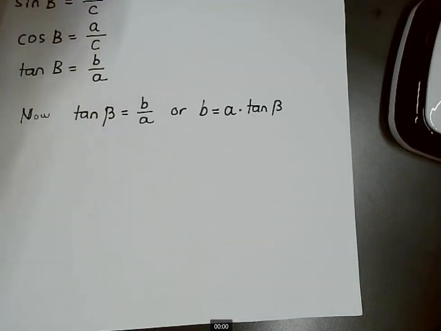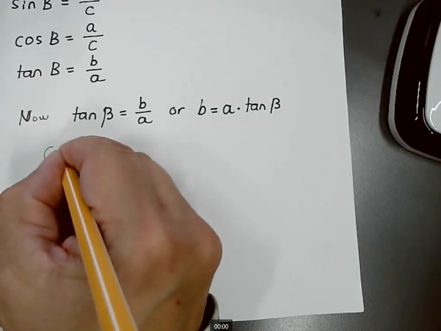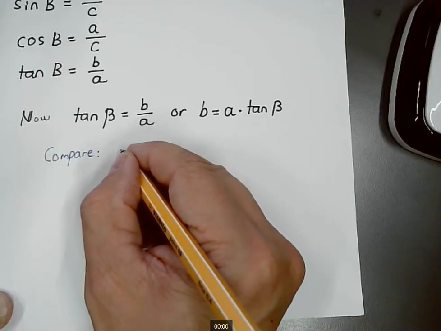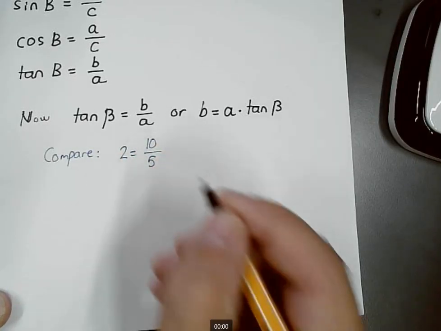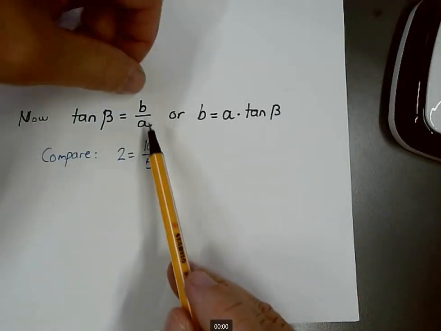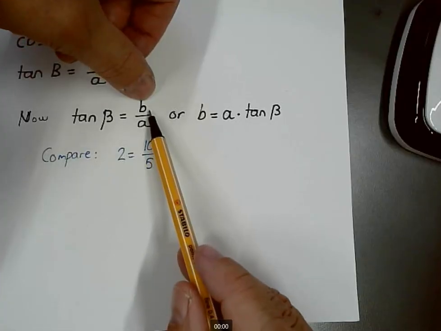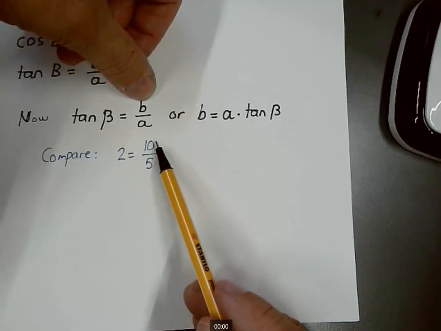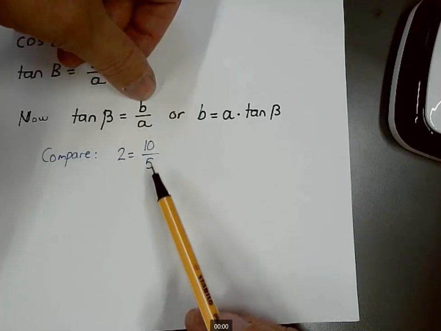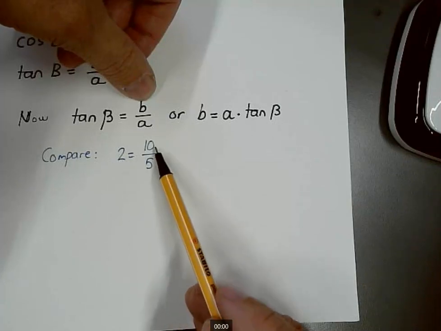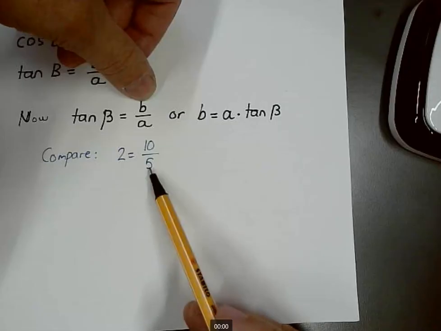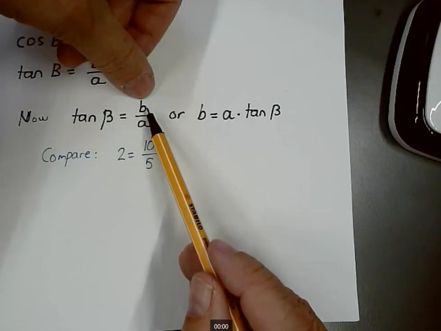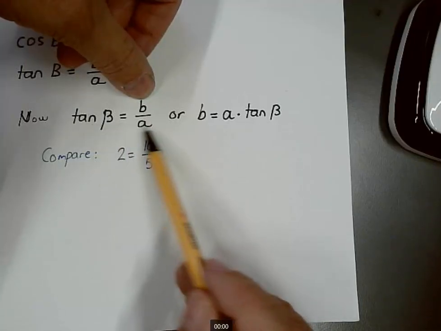If you are not sure, compare with easy numbers. For example, 2 equals 10 divided by 5. And now we have to find out what is the value of 10, or how do we get this number 10 with numbers 2 and 5. So we see that we have to multiply these. So in this equation the same holds. To get this b, we have to multiply a and tangent beta.